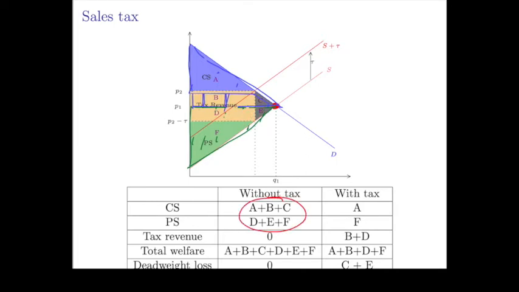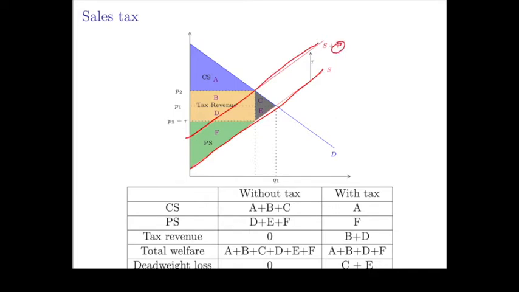So the total welfare is just the sum of these two, which is A, B, and C for the consumers, D, E, and F for the producers. So it's A, B, C, D, E, and F. That's the total welfare. Now let's look at what happens with the tax in place. The supply curve is going to shift upwards by tau, by the amount of the tax. That's something we've seen in chapter 2. So we're going to go from the equilibrium quantity Q1 to some quantity Q2, which is lower than Q1.